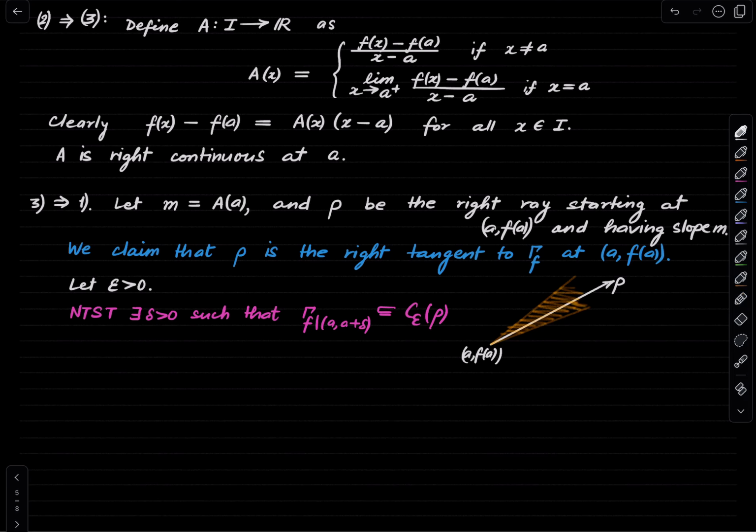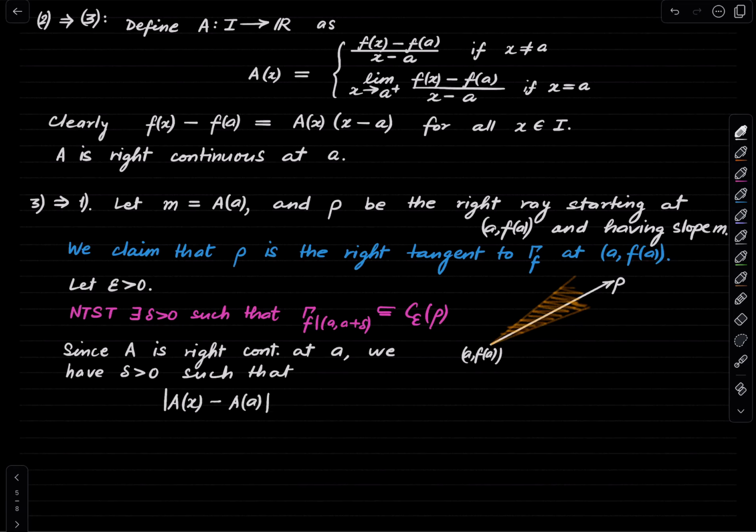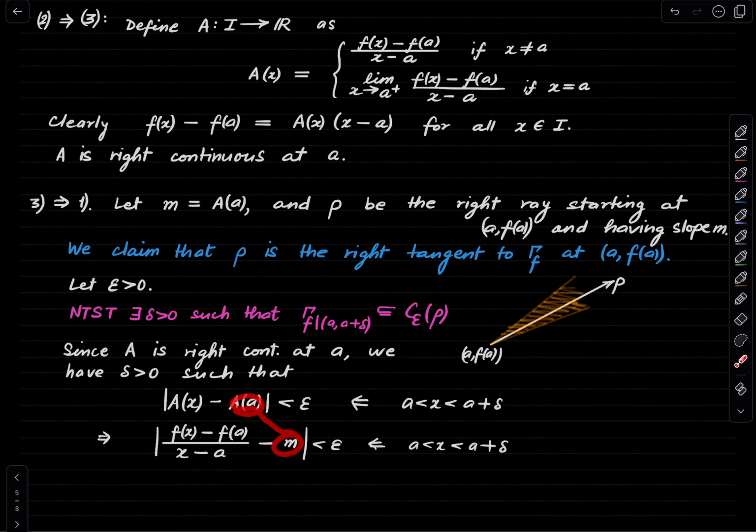All right. So by the fact that capital A is right continuous at little a, we know we have a delta greater than 0 such that the absolute value of A(x) minus A(a) is less than epsilon whenever x is in this region. But what does that say? It says, by definition of the function capital A and by definition of little m, this is little m, and A(x) is that expression when x is in that region. And this shows you that this containment indeed holds.